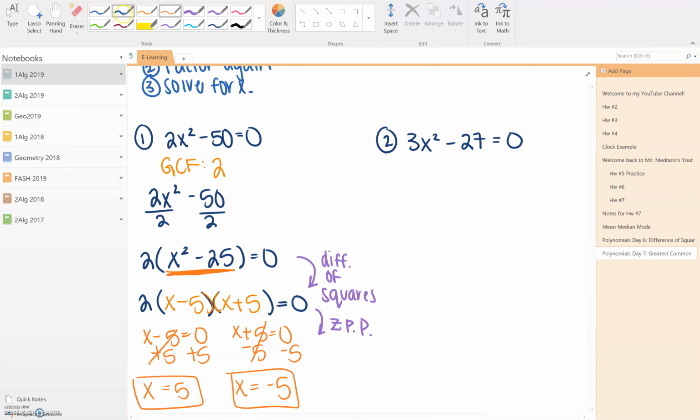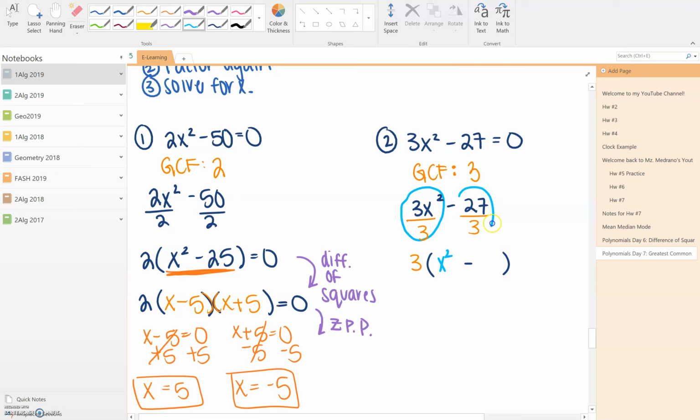All right, we're going to try that one more time for number 2. So first step is find the greatest common factor. So I can divide both 3x squared and 27 by the number 3. Then I'm going to go ahead and factor that out. So that means I'm going to divide both of these terms by 3. That's going to come out here. Okay, 3x squared divided by 3 is x squared. 27 divided by 3 is 9.